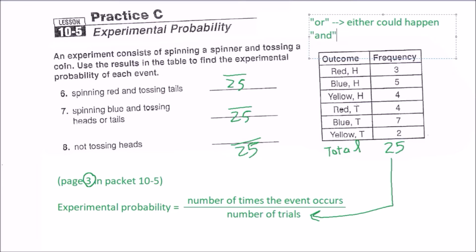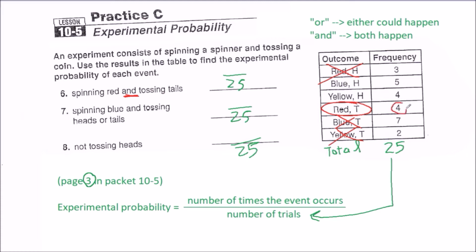But when we use the word and, this is where it's a little more difficult. Both have to happen. So when we say spinning red and tossing tails, there's only one place where that happens. They both have to happen. So spinning red and tossing tails is right here. I do not get to count red with heads. I don't get to count that one. I don't get to count tails with blue or tails with yellow. I can only count when it's both red and tails.